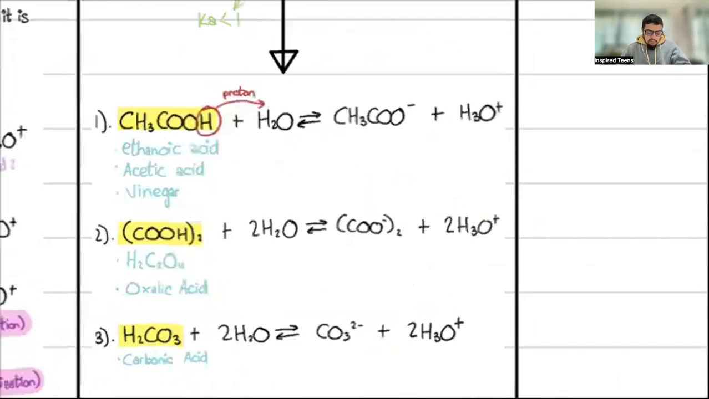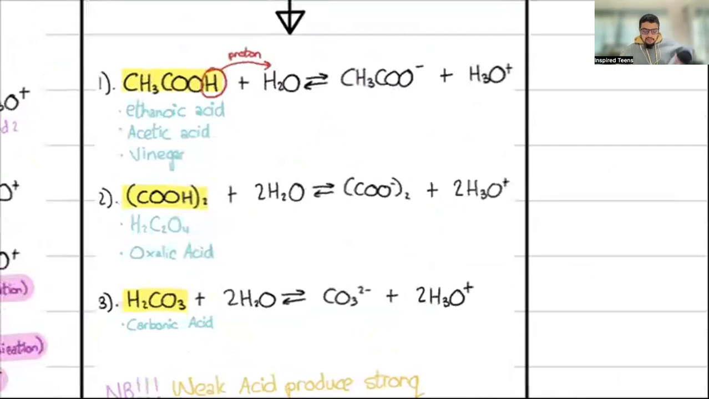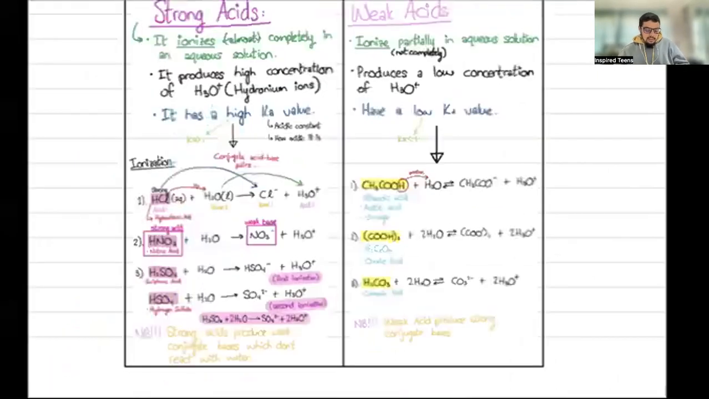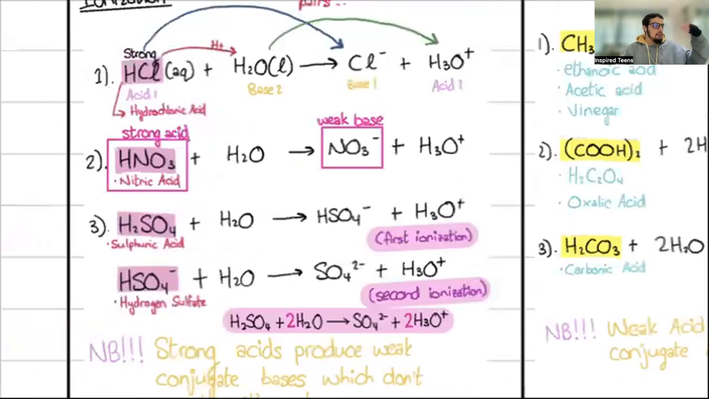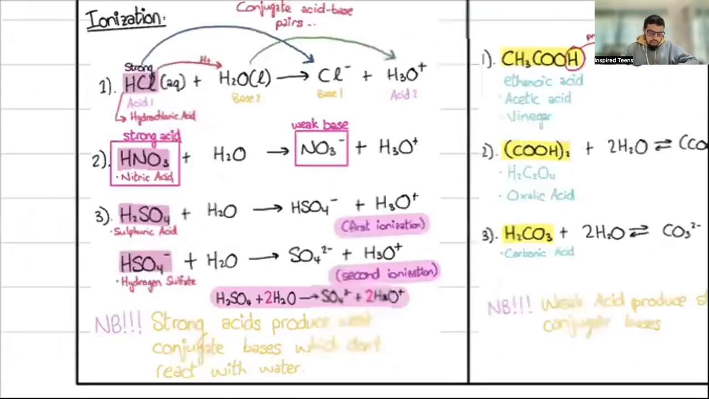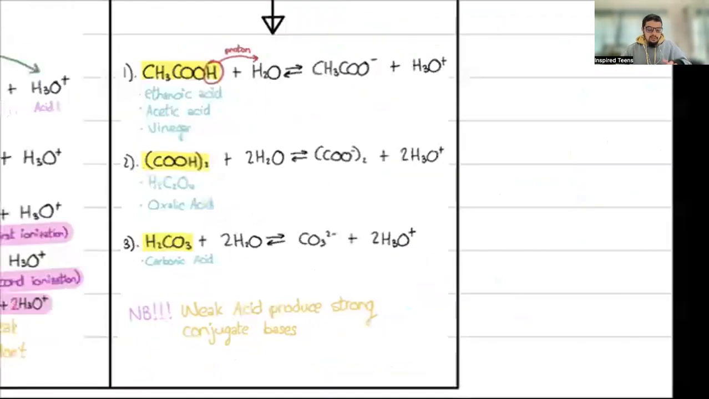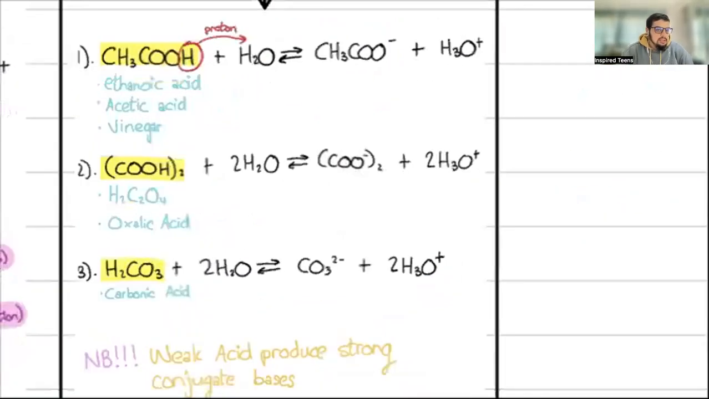Let's look at the three different weak acids that we're going to discuss. By the way, for all of these, I've noted some common names, which you should know. For example, hydrochloric acid, nitric acid, sulfuric acid, hydrogen sulfate, which either way you should know, right? So let's look at this. We have CH3COOH, which is ethanoic acid or acetic acid, or it's common name, vinegar essentially. Or we have COOH2, which can be written as H2C2O4, also known as oxalic acid, or H2CO3, which is also known as carbonic acid. So you must note the common names.